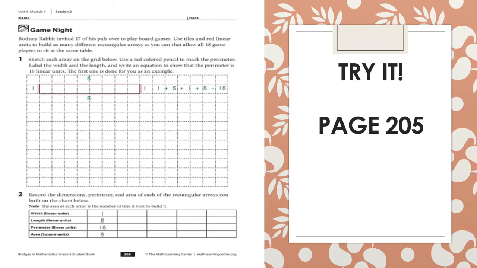Now it's your turn to try it. Complete page 205. Read the story problem carefully, then sketch each array in the grid below. Record the dimensions, perimeter, and area in the chart.